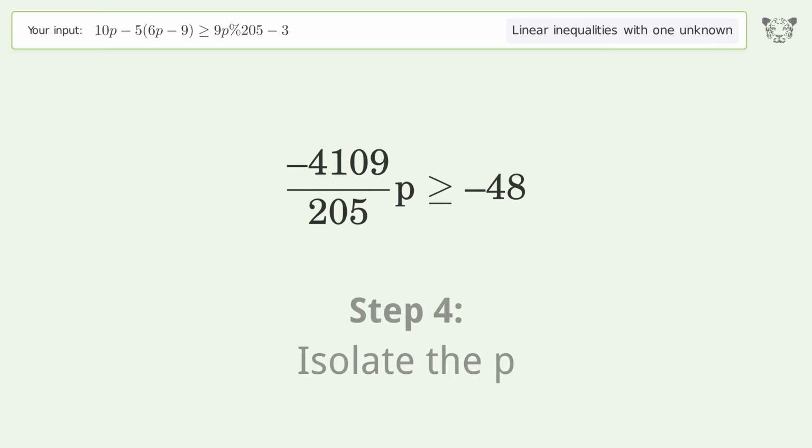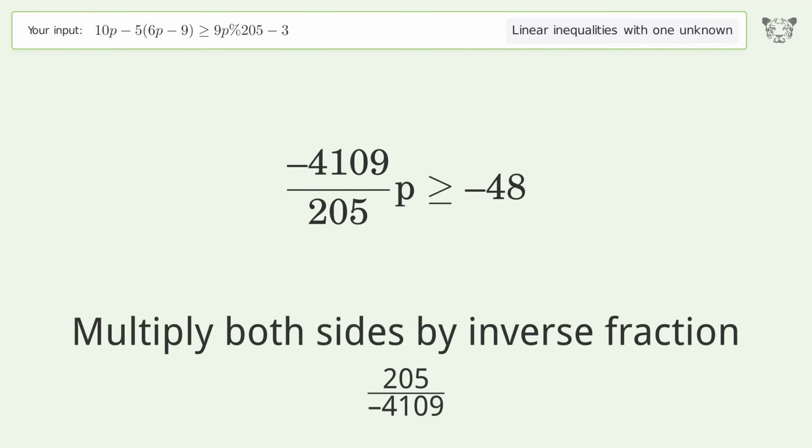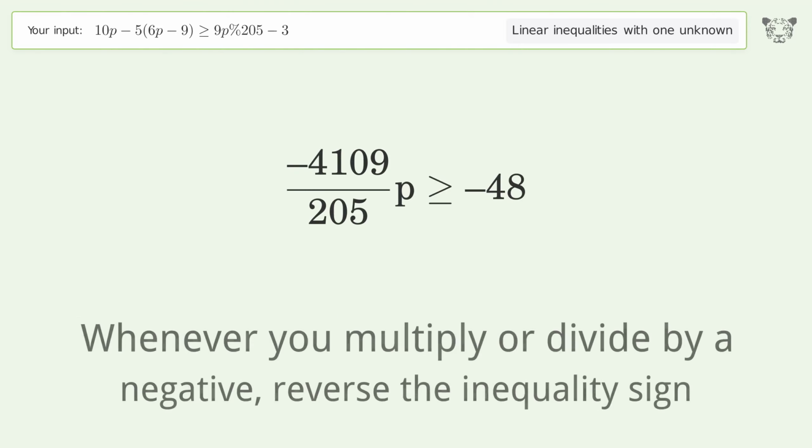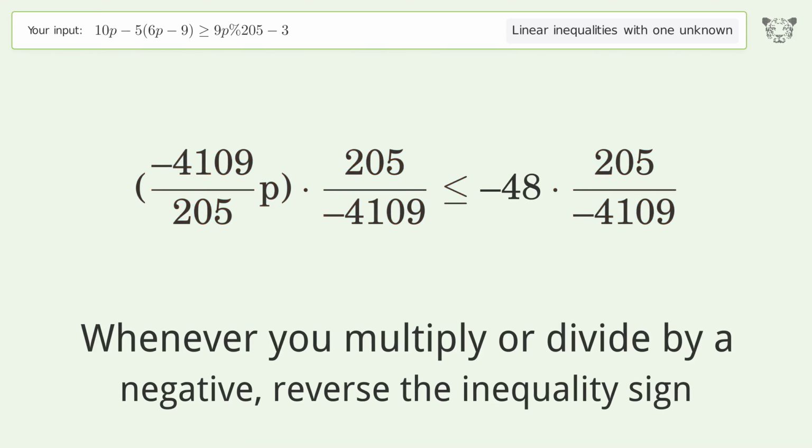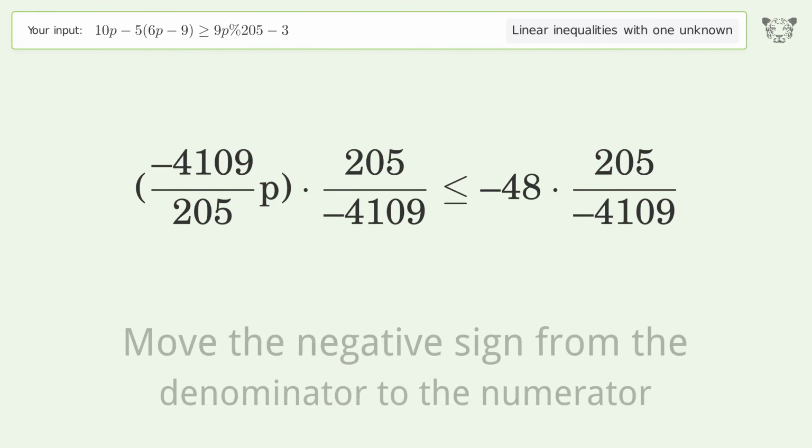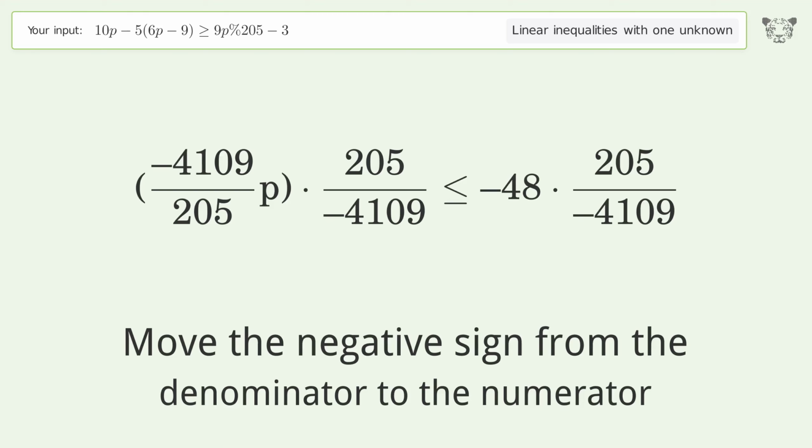Isolate the p. Multiply both sides by inverse fraction 205 over negative 4,109. Whenever you multiply or divide by a negative, reverse the inequality sign. Move the negative sign from the denominator to the numerator.